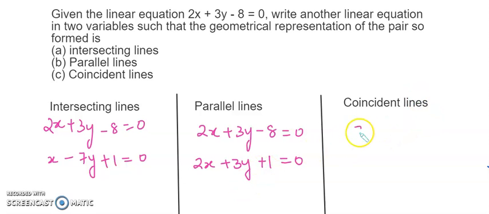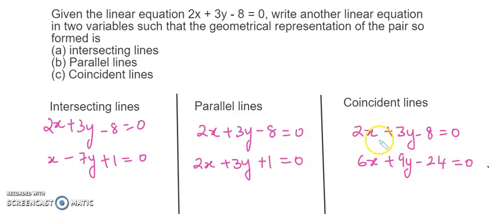Next, coincident line. What is a coincident line? Everything is the same, but it should be a multiple. So I can multiply the whole equation by 2 or 3, right? If I multiply by 3, I'll get 6x plus 9y minus 24 equals 0. Now if you do a1 by a2, it's 2 by 6, which is 1 by 3, b1 by b2 is 3 by 9, which is 1 by 3, and minus 8 by minus 24 is 1 by 3. So a1 by a2 equals b1 by b2 equals c1 by c2. So it's a coincident line.